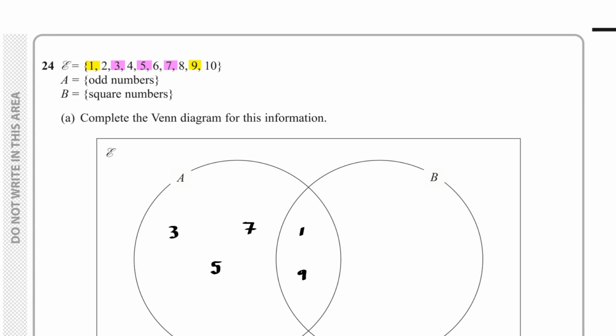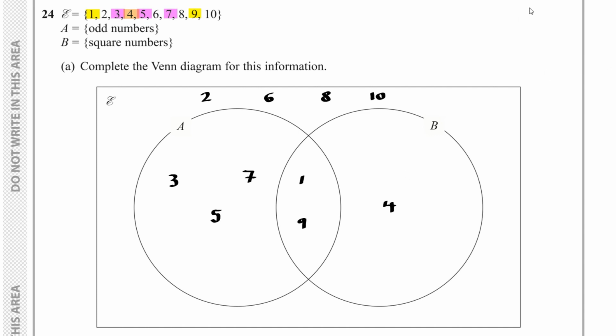What are the square numbers only? That's just the 4. What's left over? We've got the 2, the 6, the 8, and the 10. Here is the completed Venn diagram.